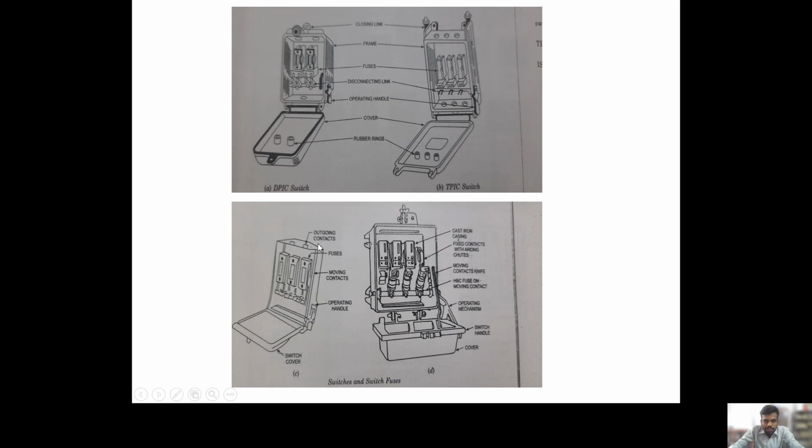This is the switch cover, and these are the outgoing contacts. These two are the contacts from which we get the outgoing lines. These are the three fuses, used for protection purposes. These are the moving contacts, which make and break the circuits. And this is the operating handle which is used to operate our fuse boxes. The same things are shown in the other view.